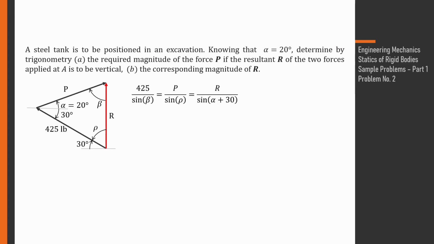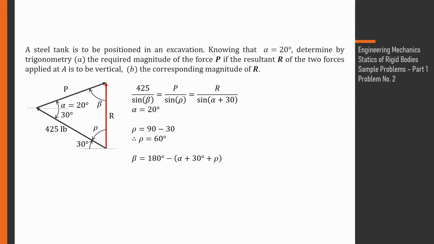We could also use the Law of Sines here. So 425 over sine of its opposite angle, beta, is equal to P over sine of its opposite angle, rho, equal to R over the sine of its opposite angle, alpha, which is 20 degrees plus 30 degrees. So we know that the resultant R should be vertical. Therefore, it's perpendicular to the x-axis. So 90 degrees minus 30 degrees is the value for rho. So rho is equal to 60 degrees.